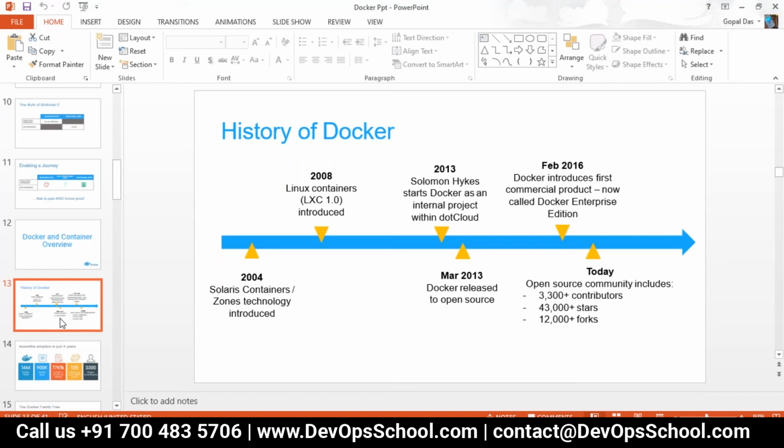Have you heard about OpenShift? All of you, have you heard about OpenShift? No? Yeah. It is a Red Hat platform. Do you think they will use Docker? Yes or no? They will never use Docker.